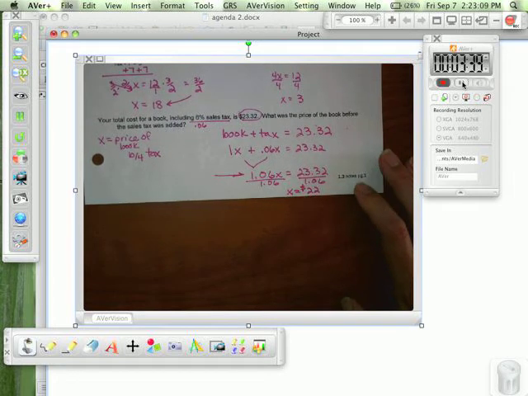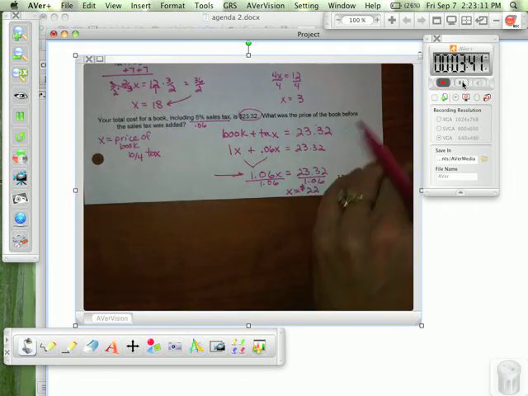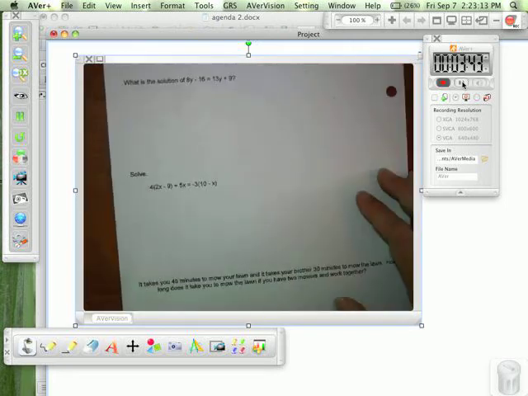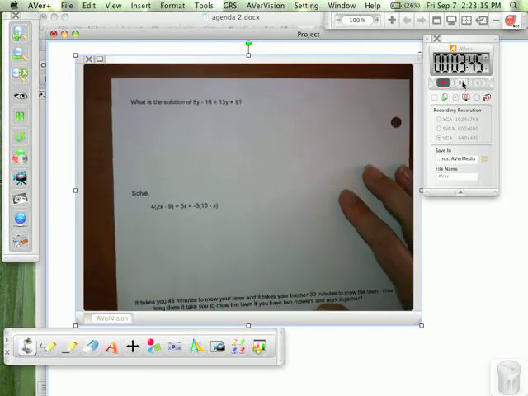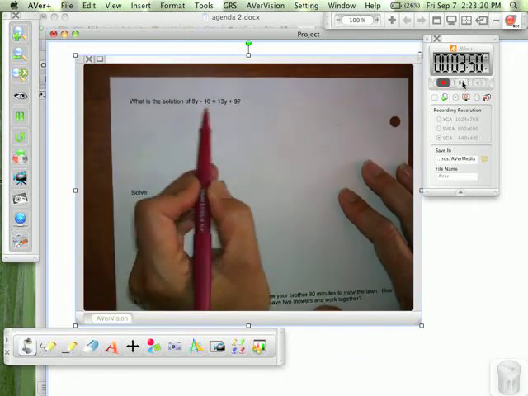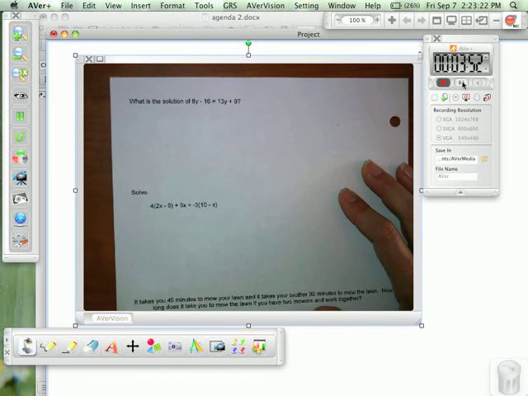Okay? Yeah? All right, turn it over. Here we go. What is the solution of this equation? Meaning we have to solve for what? Y. You can start in any order. It doesn't matter. Your goal is to solve for y.